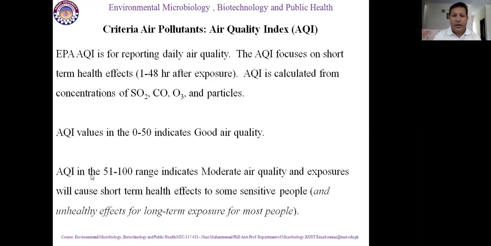Air quality index in the 51 to 100 range indicates moderate air quality, and exposure will cause short-term health effects to some sensitive people. When the concentration of these three mentioned gases in the environment increases from 50 to 100, from 51 to 100, we are saying the air quality is moderate. Continuous exposure to such air quality can affect some sensitive people. And unhealthy effects are for long-term exposure for most people.